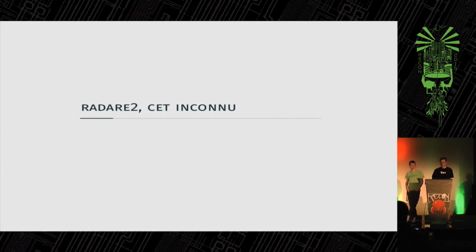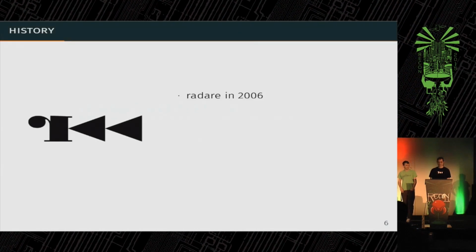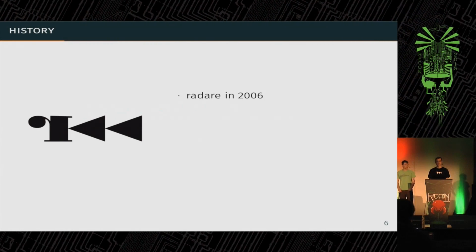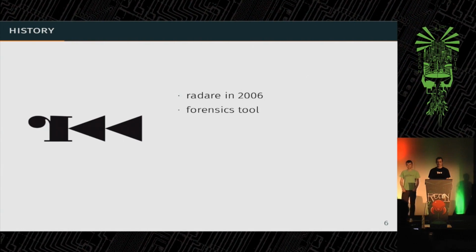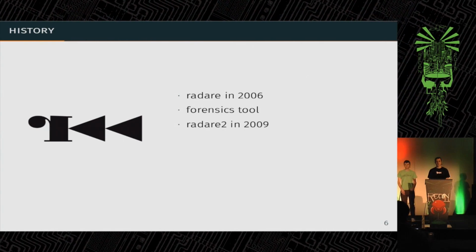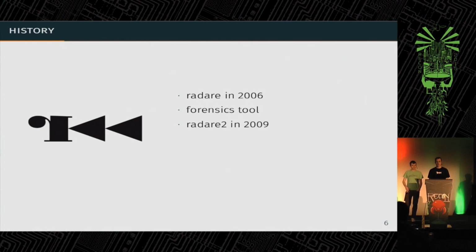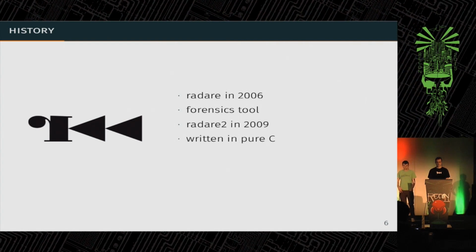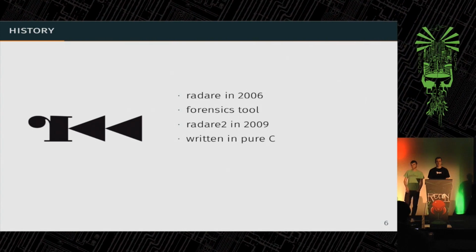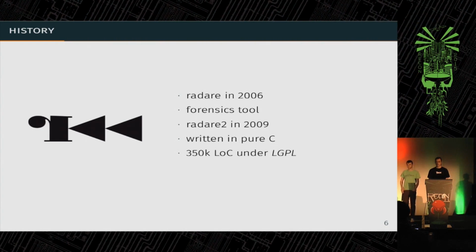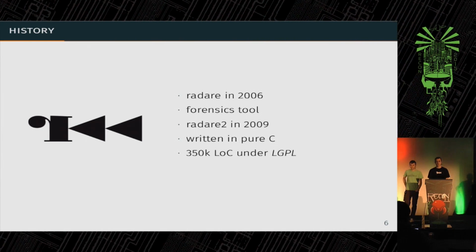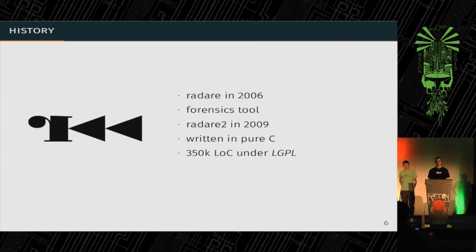So it's my time. Radare2. Radare started in 2006 by a Spanish guy named Pancake. It was a forensic tool, a hexadecimal editor, and he completely rewrote it with some friends of his in 2009. It's completely in C, so it's really portable. You can compile it on anything you want. And there is a shitload of C lines, and it's LGPL, so you can embed it in your proprietary software and sell it.